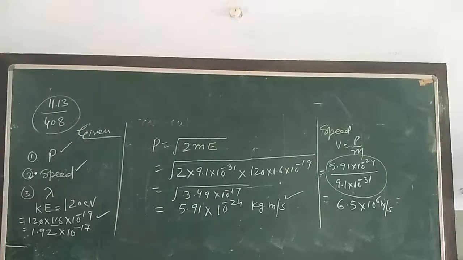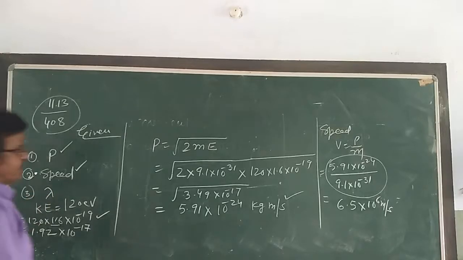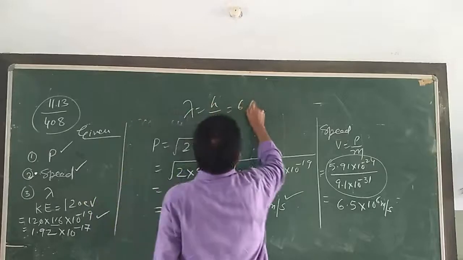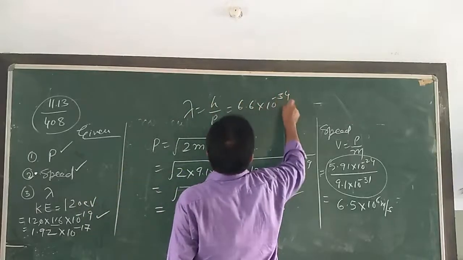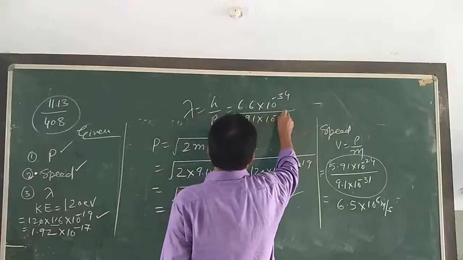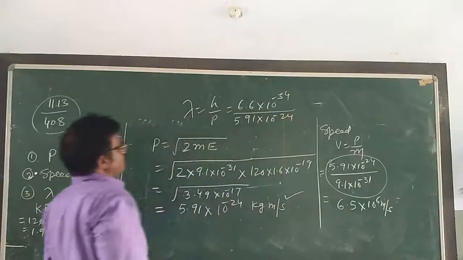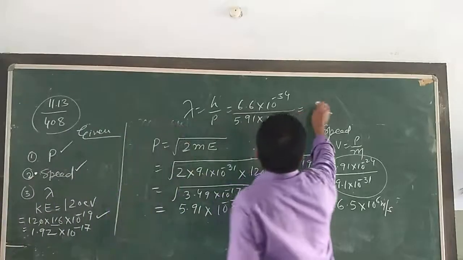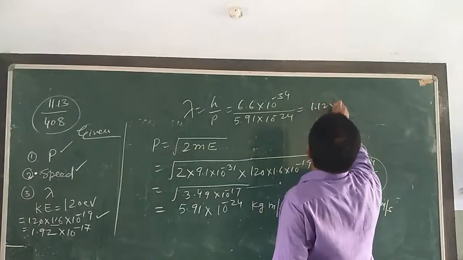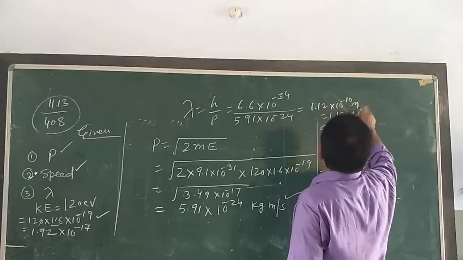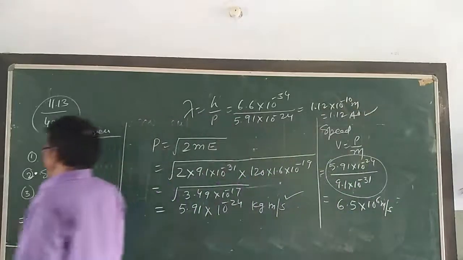Then one more thing we have to find out, de Broglie wavelength. So de Broglie wavelength lambda is equal to h by p, 6.6 into 10 raised to power minus 34 divided by p, 5.91 into 10 raised to power minus 24 here. h और p दोनों रख दिया अपन ने. When you solve it, you will get 1.12 into 10 raised to power minus 10 meter. That is 1.12 angstrom आंसर आ जाएगा ये. This is the value here.